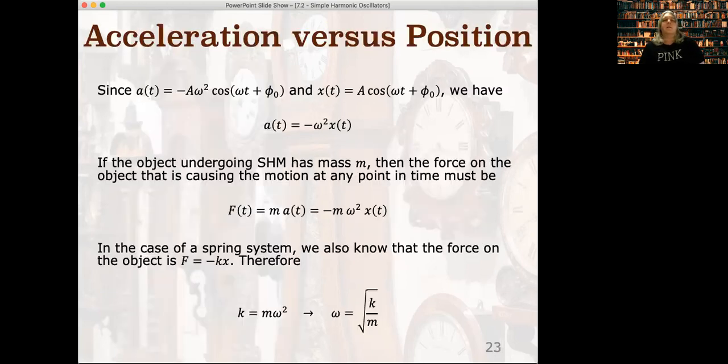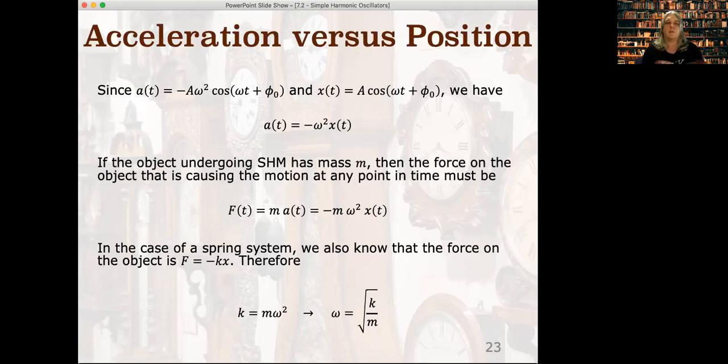So let's continue down this train of thought a little bit and look at our acceleration versus position. Our acceleration was negative A omega squared cos of omega t plus phi naught. And our position was A times cos of omega t plus phi naught. The cosine term is the same, the A is the same. The only difference is we've got a negative omega squared for our acceleration that we didn't have for our position. So that means that our acceleration as a function of time is just negative omega squared times our position as a function of time. So hopefully you can follow that math.